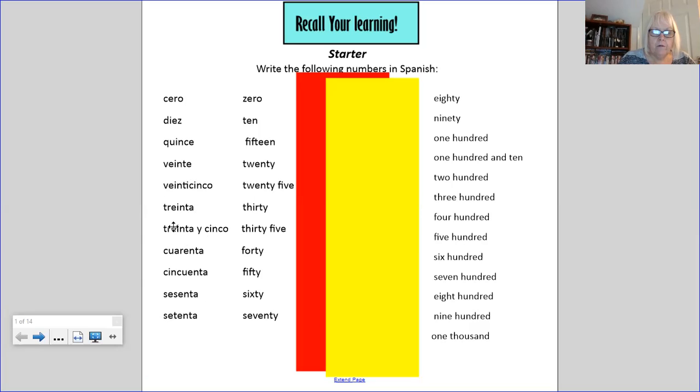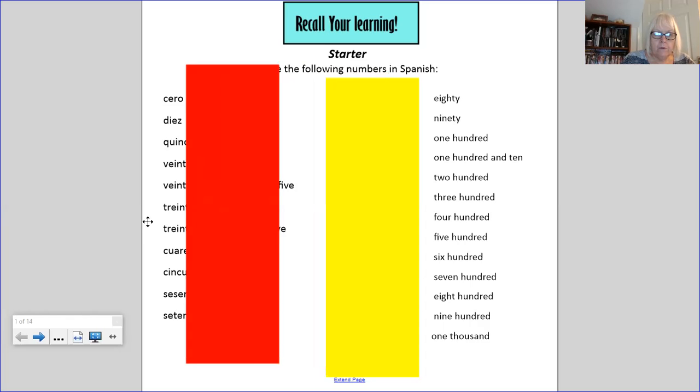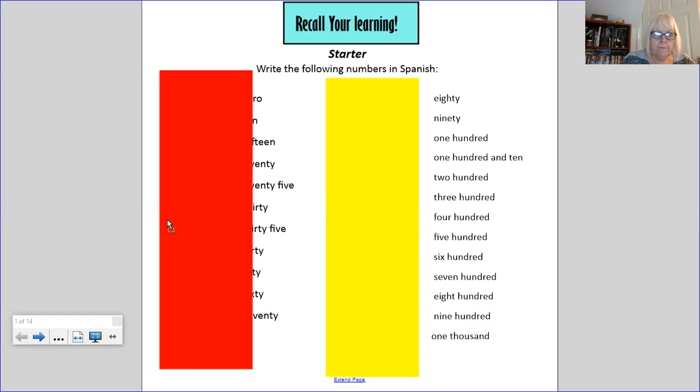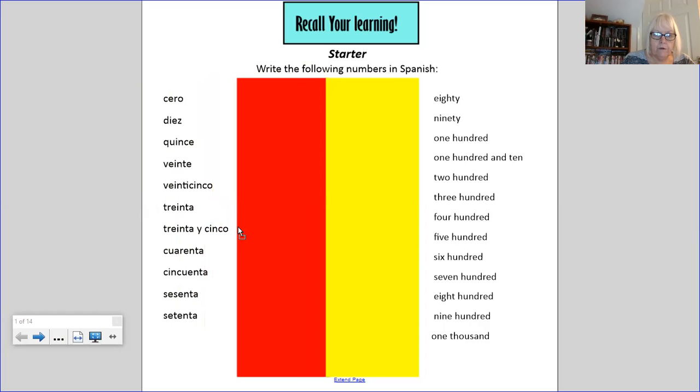For 30, 40, 50, and so on, you just have the entire word, then you have 'and', Y, and then the other number that goes with it. That's because the words for 30, 40, 50, and so on end in A, while 20 ends in E, so we have this amalgamation of the words. Then 40, 50, 60 and 70. So those were your first ones there. I will leave those uncovered so you can use them again.